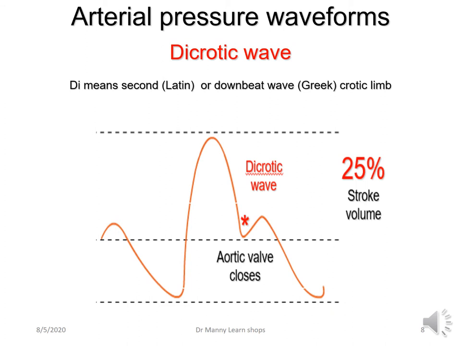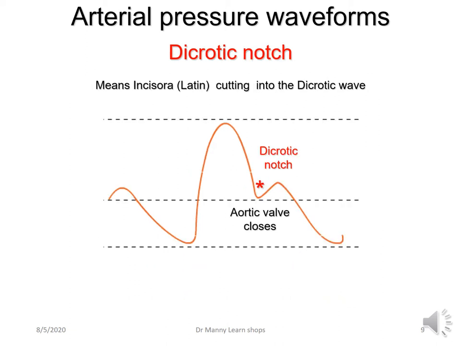Then you've got the dicrotic wave. Di means second in Latin, or downbeat wave in the Greek, crotic. And this accounts for 25% of your stroke volume. And it's at the end of the dicrotic wave where the aortic valve closes. The dicrotic notch, or in Latin, incisura, is a notch that cuts into the dicrotic wave, and it represents closure of the aortic valve, and it should be visible.